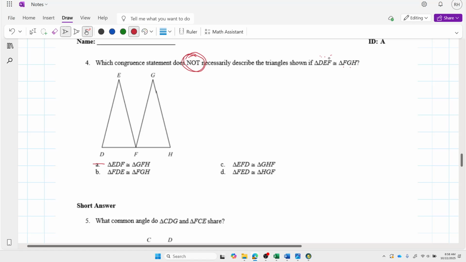They went DEF to FDE. All right. So they went last letter, first, second. So they would have had to go last, first, second. So HFG is the only one that would work. All right, so this does not work. And since it does not work, since they did not change the order of the vertices the same way, then it's not going to describe the triangles.